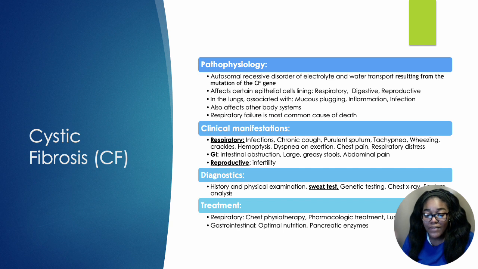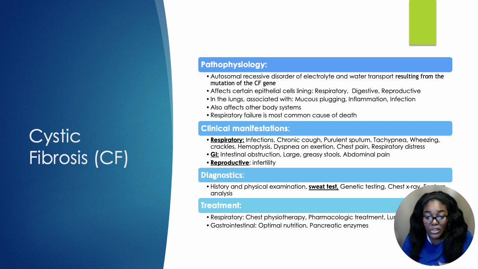So, as far as your clinical manifestations, it depends on which area is affected the most. But more commonly, we talk about this with respiratory effects. So, again, you see respiratory infections, you see chronic cough, purulent sputum, tachypnea, wheezing, crackles, hemoptysis, shortness of breath on exertion, chest pain, respiratory distress. If we're talking about the GI, we have intestinal obstructions. You may see large greasy stools, abdominal pain, and as far as the effects on the reproductive system, you do see infertility.